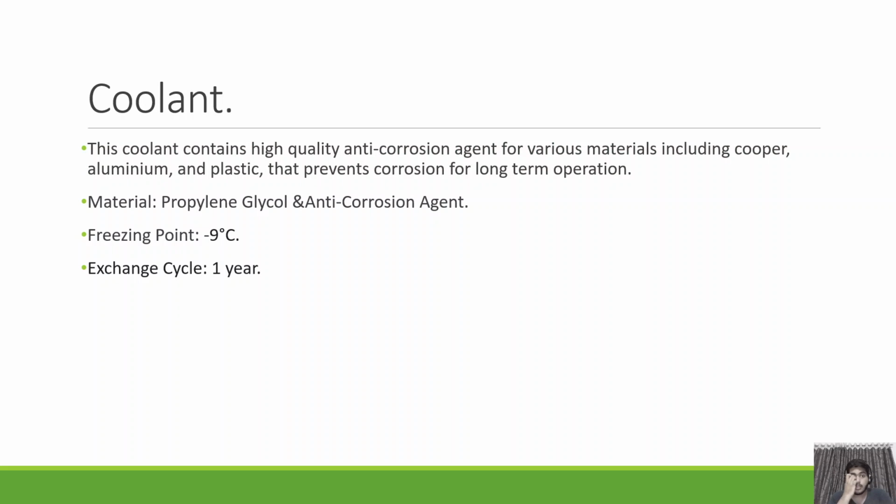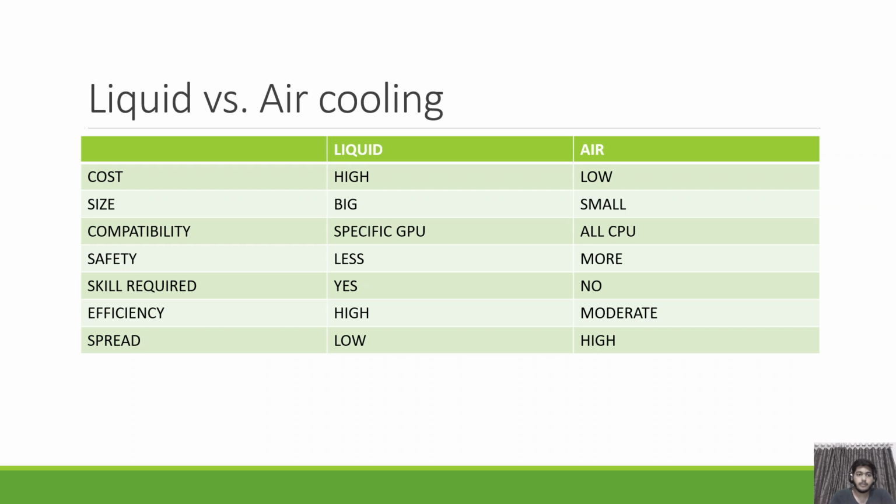This coolant contains a high quality anti-corrosion agent for the various materials, including copper, aluminum and plastic, that prevents corrosion during long-term operation. The material uses propylene and anti-corrosion agents. The freezing point is -9 degrees. The exchange cycle is 1 year.